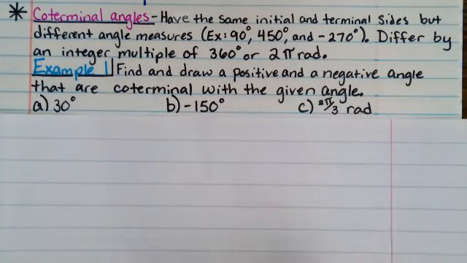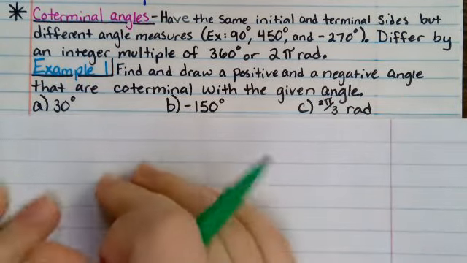All right, so example 1, it says find and draw, right? We have to draw 2. But find and draw 2 coterminal angles. One is going to be positive and one is going to be negative. And so that's what we're going to start out with. First thing I'm going to do is figure out what those degree measures are, and then we will draw them.